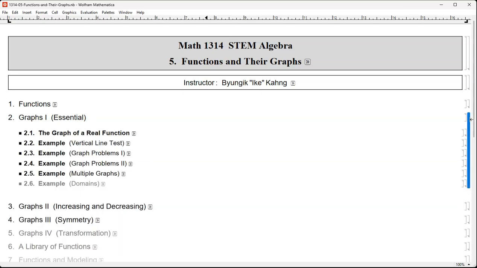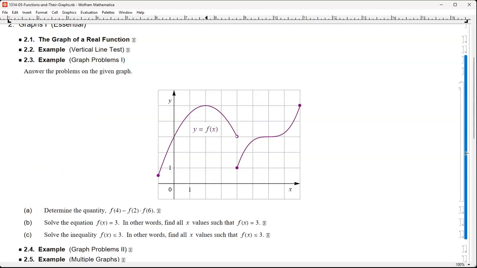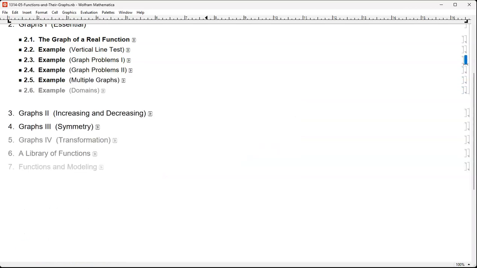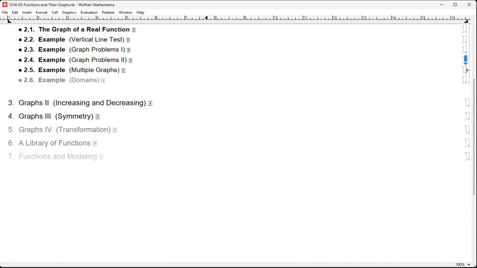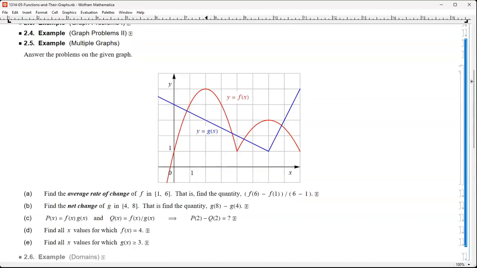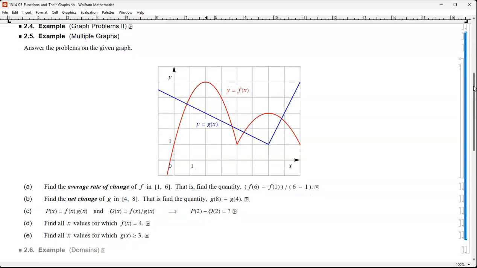Previously we completed 2.3 and then 2.4. Now let's go to 2.5. This time we are looking at two graphs in a single viewing window, but it doesn't matter, as a matter of fact. Even if you have two separate windows, red graph on the left and blue graph on the right, or vice versa, it wouldn't have mattered.